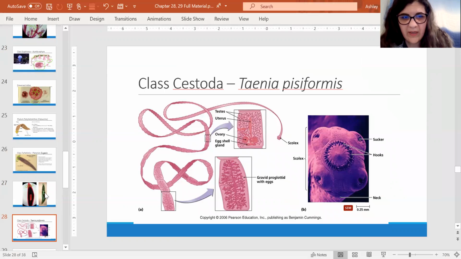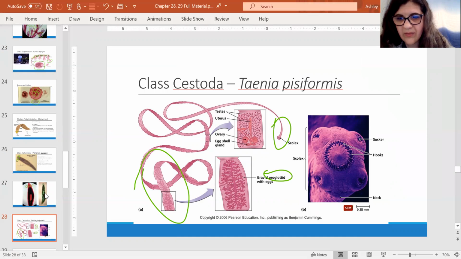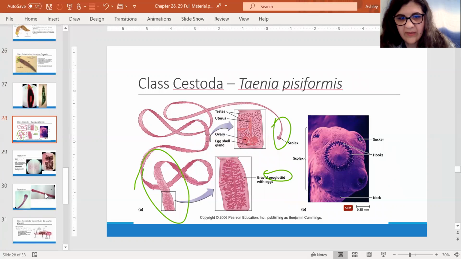Onto the second group, the parasitic tapeworms, which is shown here, class Cestoda. So here you can see the tapeworm body consists of the scolex head region and then the tail region, which are made up of repeating segments called proglottids, which is there. And so we're looking at the tapeworm. As you move down the units, they start off becoming mature to eventually form eggs.